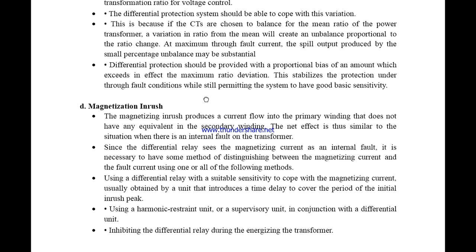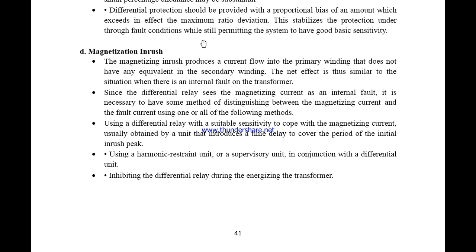When we consider the magnetizing inrush, this produces a current flow in the primary winding that does not have any equivalent in the secondary winding. The net effect is the same as when there is an internal fault in the transformer. Since the differential relay sees the magnetizing current as an internal fault, it is necessary to have some method of distinguishing between the magnetizing current and the fault current.